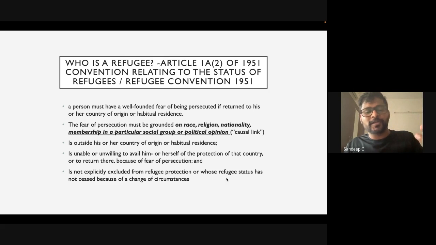The second last point is there is a mental perception within the mind of that individual that the threat still continues even after reaching the foreign country. Okay, so when all these conditions are satisfied, a person can be considered as a refugee. Okay, I hope you understood. So these are the parameters provided under Article 1, Capital A, Clause 2 of the Refugee Convention 1951, which qualifies an individual as a refugee. Okay, I hope there is no doubt or questions with regard to this point. Can I move?